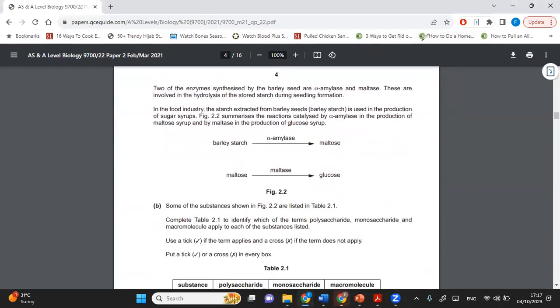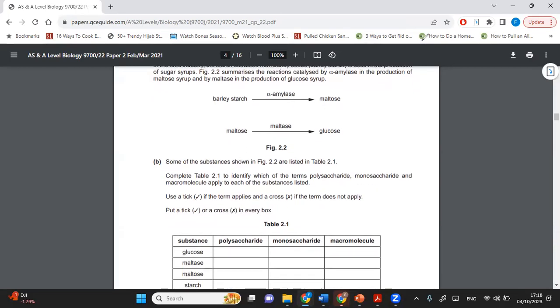Continuing on, they're saying two of the enzymes synthesized by the barley seed are alpha amylase and maltase. These are involved in the hydrolysis of the stored starch during seedling formation. So we are dealing with two enzymes, alpha amylase and maltase. And they're going to help in hydrolysis, which is breakdown of the starch in the seed. In the food industry, the starch extracted from barley seeds is used in the production of sugar syrups. Figure 2.2 summarizes the reactions catalyzed by alpha amylase in the production of maltose syrup and by maltase in the production of glucose syrup.